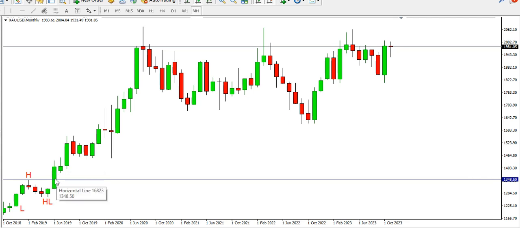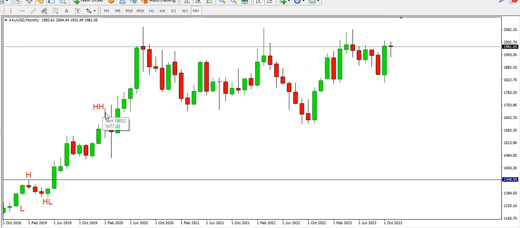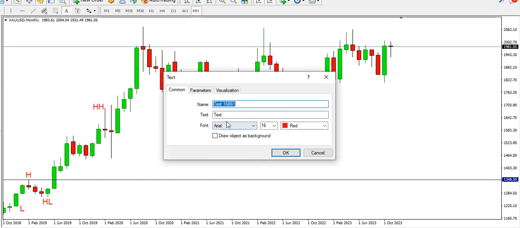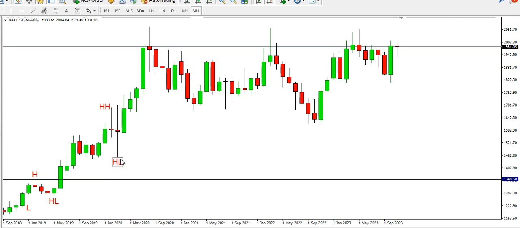This is where the price broke this structure. And the formation or the closure of this candlestick above this structure confirms the break of structure and confirms that the trend will likely continue. Okay, now I have a higher high somewhere around here. This point is my higher high on the monthly time frame for gold, and I have a higher low around here. This is my higher low for gold.